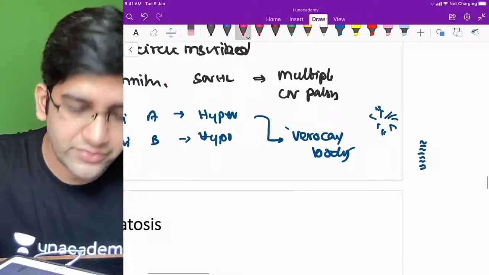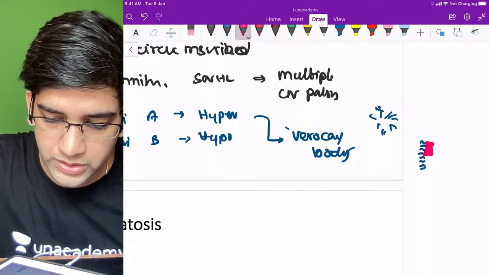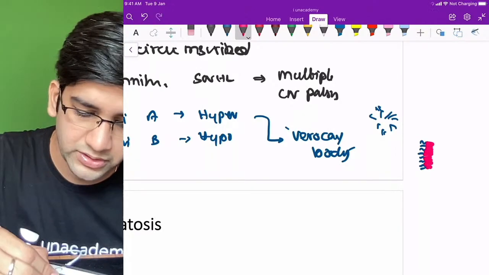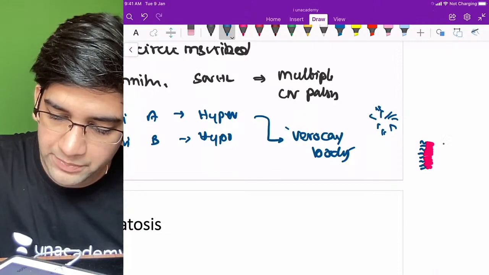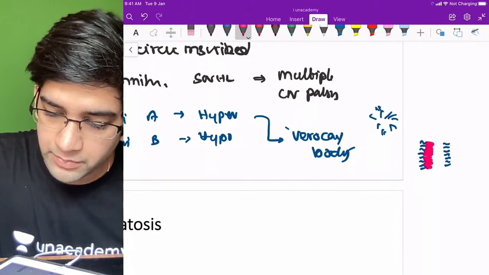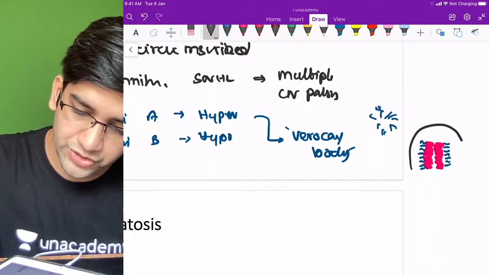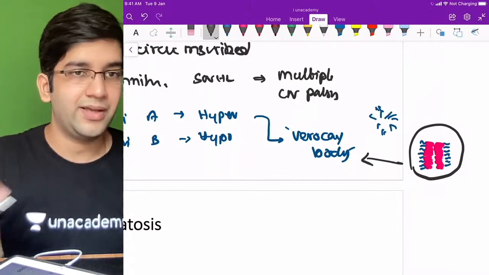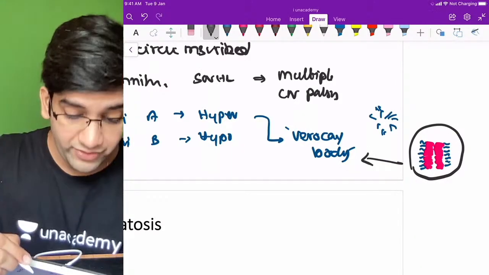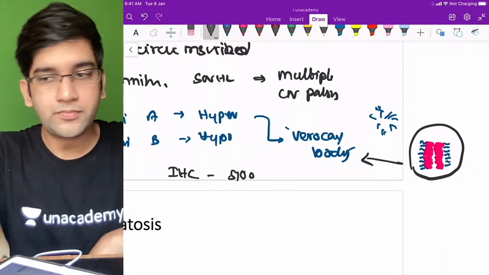And these are nerve fibers, right? So nerve fibers will have lots of cytoplasm attached to them. The cell cytoplasm looks like this. And this palisaded appearance is called a Verocay body, fine. And the pink color here is the cell cytoplasm, nothing else, fine. So this entire structure which happens in a hypercellular area is called a Verocay body, fine. If I need an IHC, I'm going to go with the same IHC, it will be S100 positive.